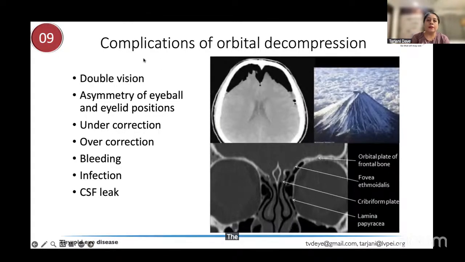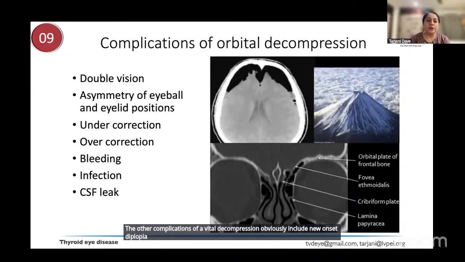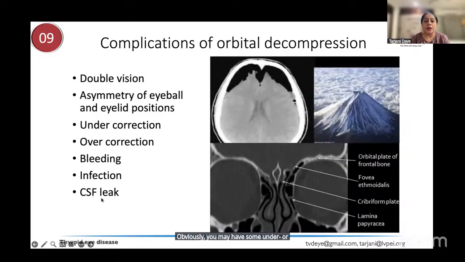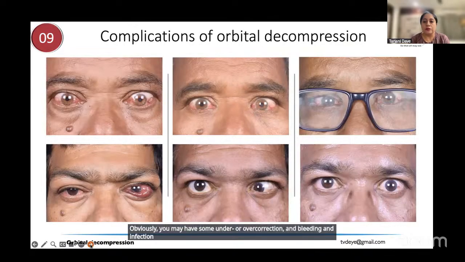The other complications of orbital decompression obviously include new onset diplopia, largely because of the asymmetric position of the eyeball within the orbit. Now, the orbital axis and the visual axis may not be aligned. Obviously, you may have some under or overcorrection, and bleeding and infection remain common risks.